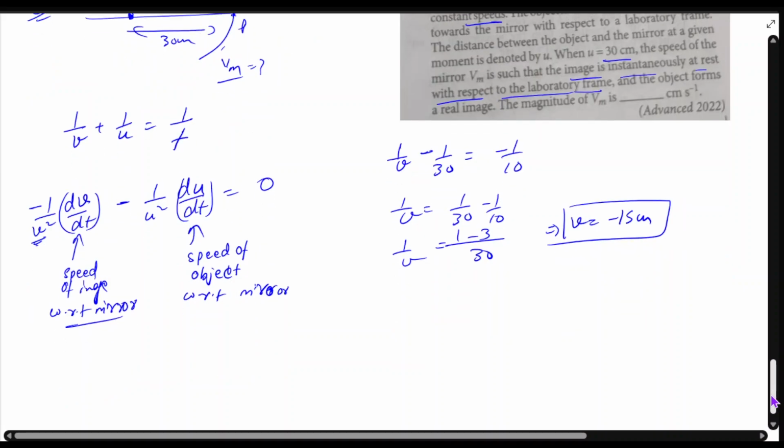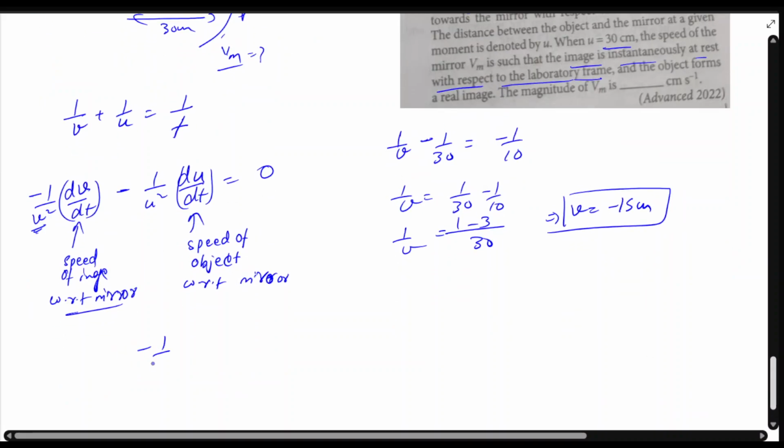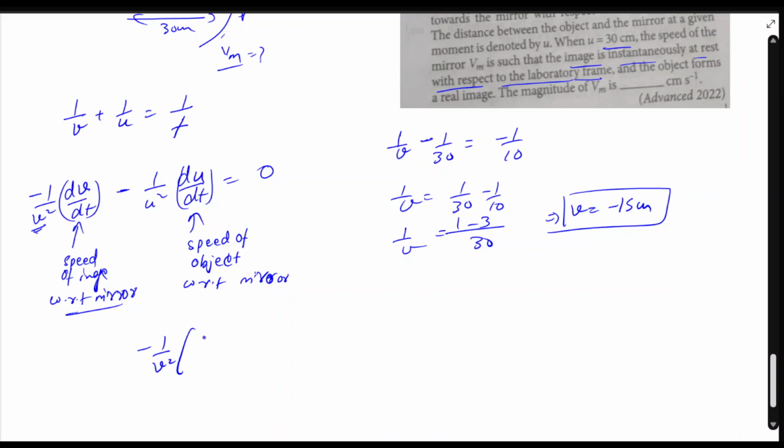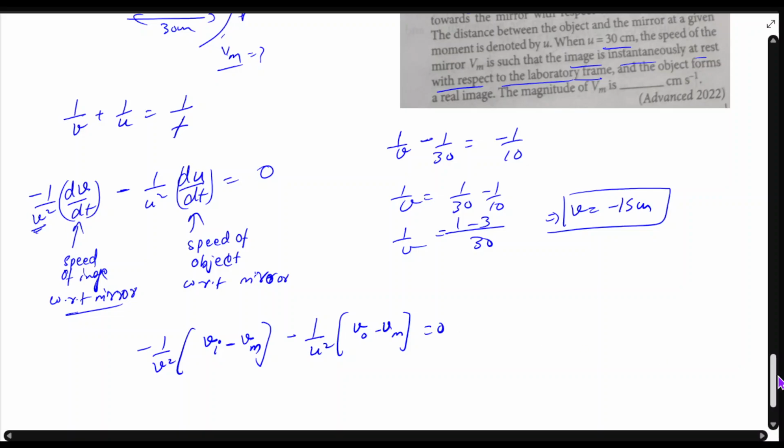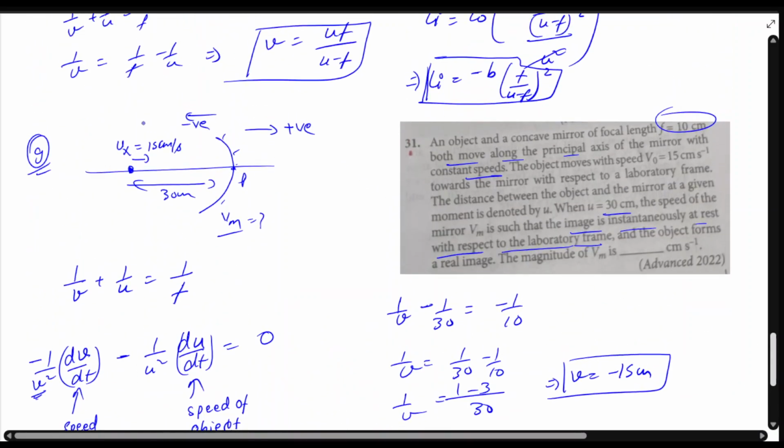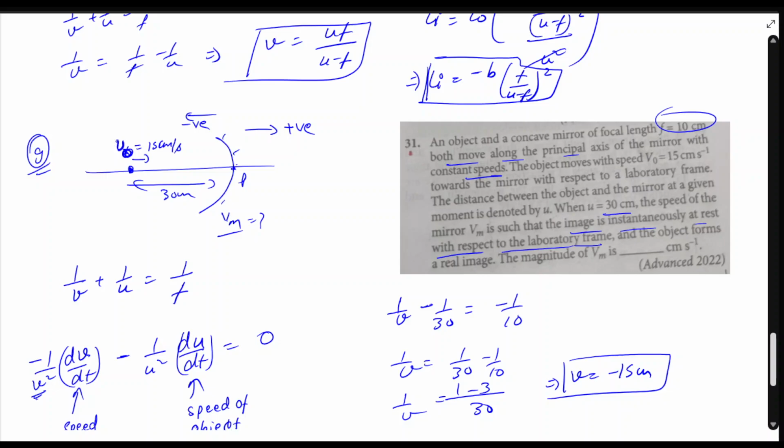So let's put all those values here. We have minus 1 by v square, and look, this is the speed of the image with respect to the mirror. So we will write it here as V image minus V mirror. Minus 1 by u square, and this is the speed of the object with respect to the mirror. So again, we'll write Vo minus Vm equals 0. Let's say this is Vo.